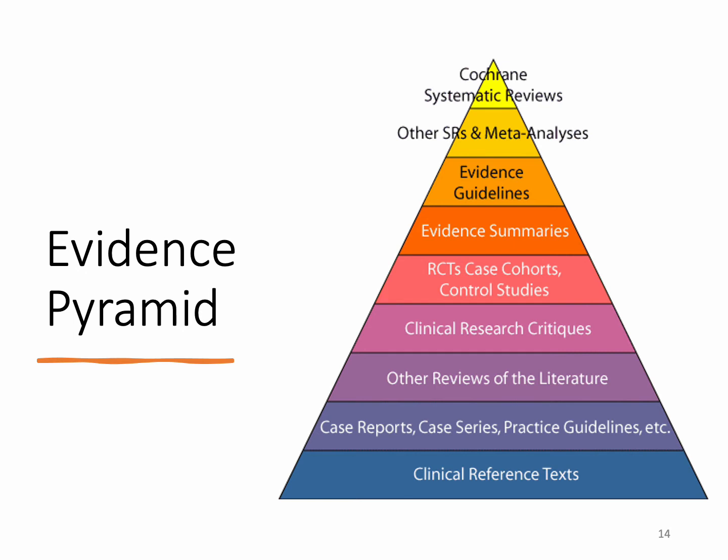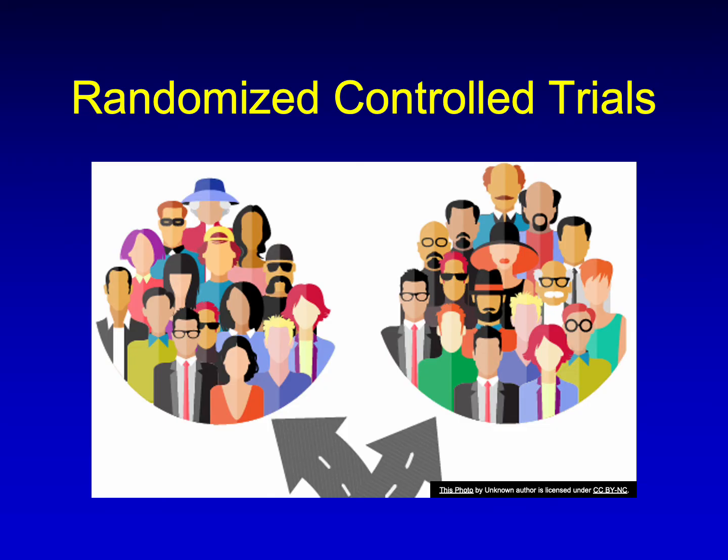This is the famous evidence pyramid, which indicates that the most important is a Cochrane systematic review, and then other systematic reviews and meta-analyses, and then evidence-based guidelines, and so on. And the least one is the clinical reference text.